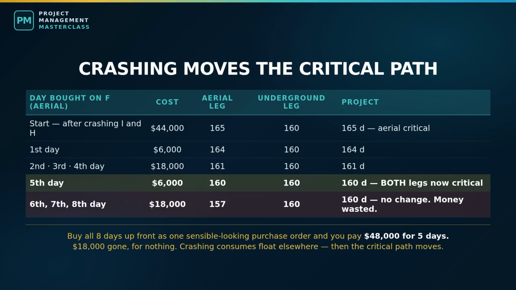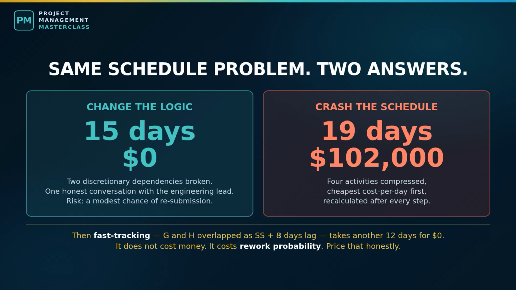But price the risk honestly. Fast-tracking does not cost money, it costs rework probability. If a segment you have already spliced needs repulling, you pay for that splice twice, in schedule as well as cash. So fast-track work that is stable and well understood. Never fast-track work still subject to design change.